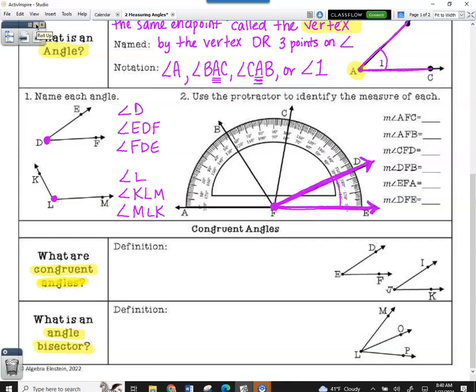Okay, we already talked about what congruent angles are at the top of the paper. We said they are angles that are what? Equal, the same. Angles with the same measure or equal.